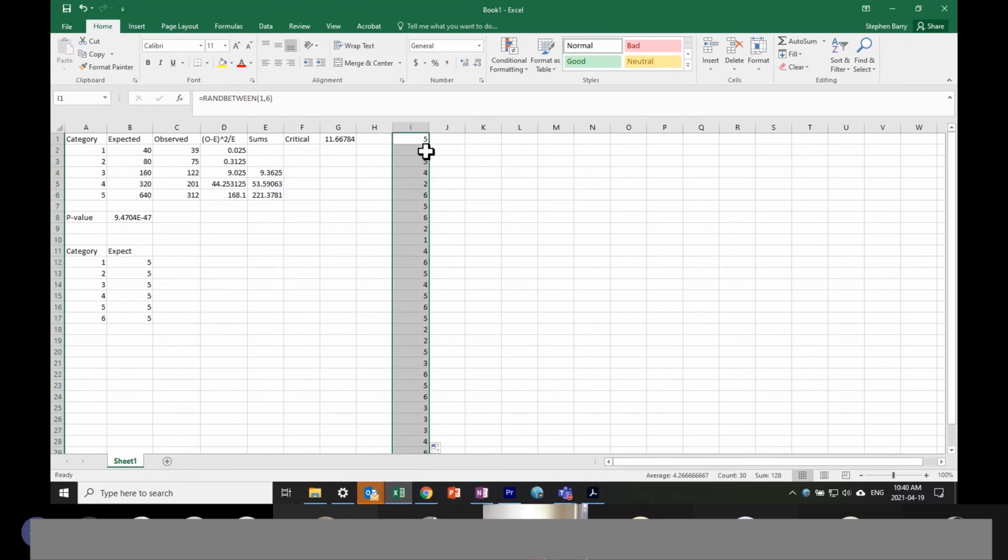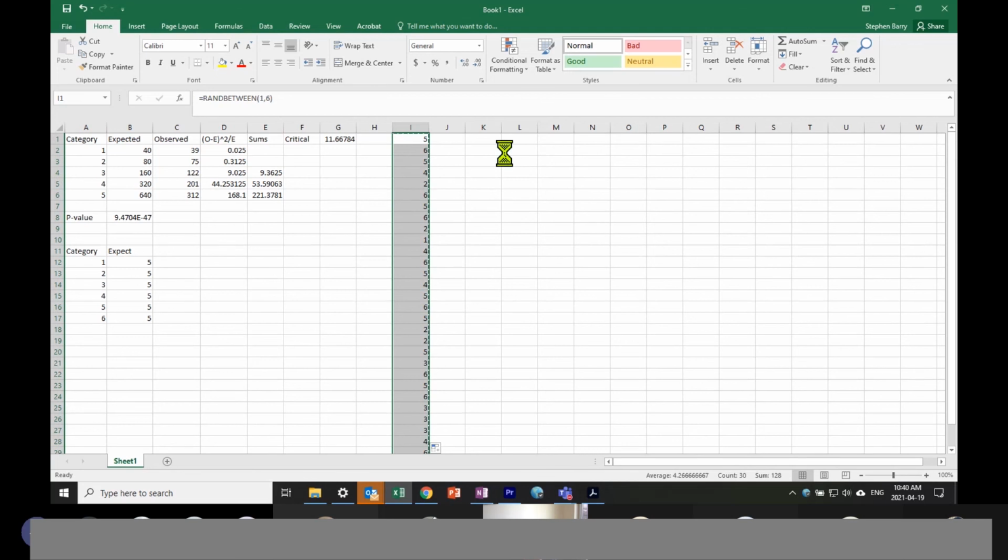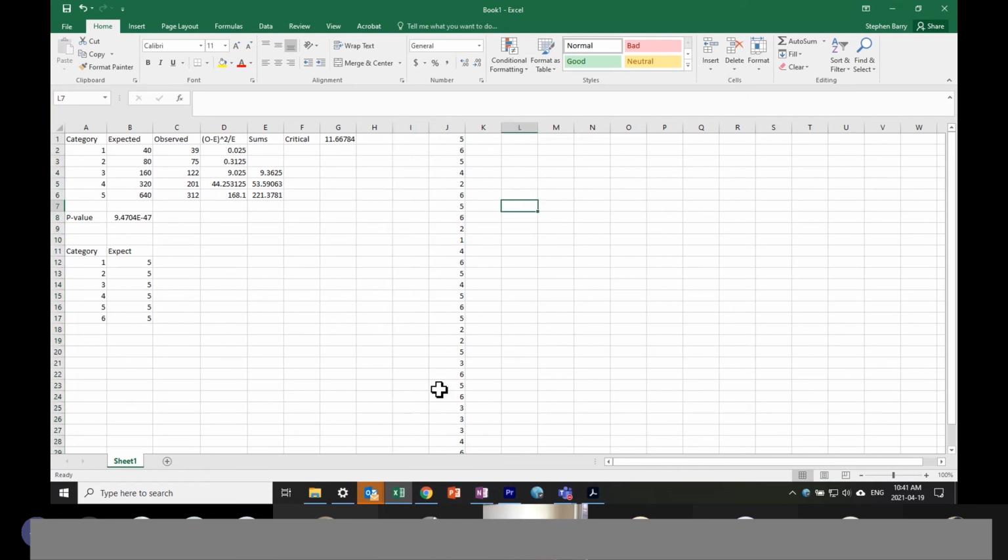Okay, so here I rolled the dice 30 times. Let's just copy and paste this so it stops changing. Okay, get rid of that because it's distracting. So here I have 30 rolls of the die.